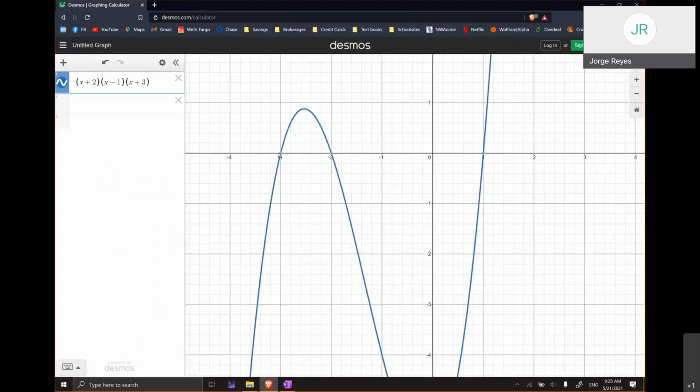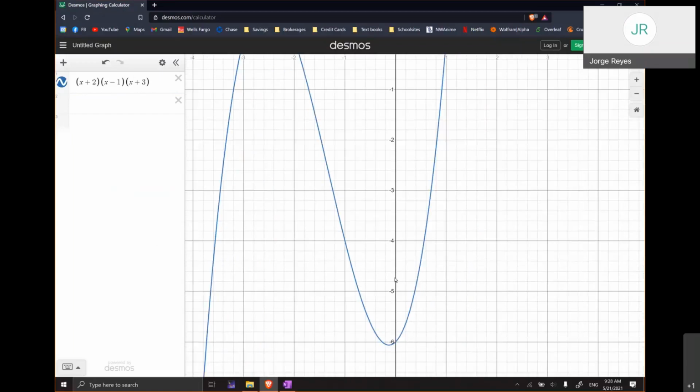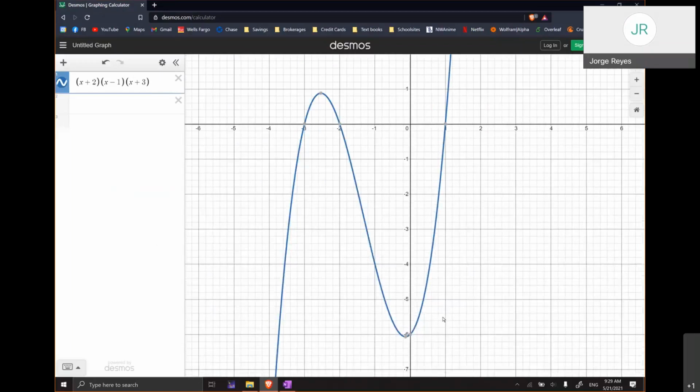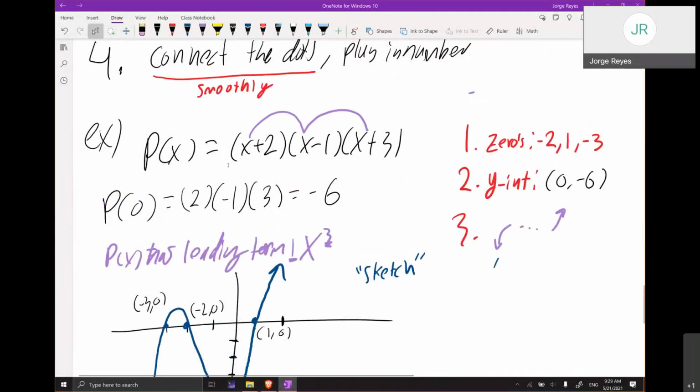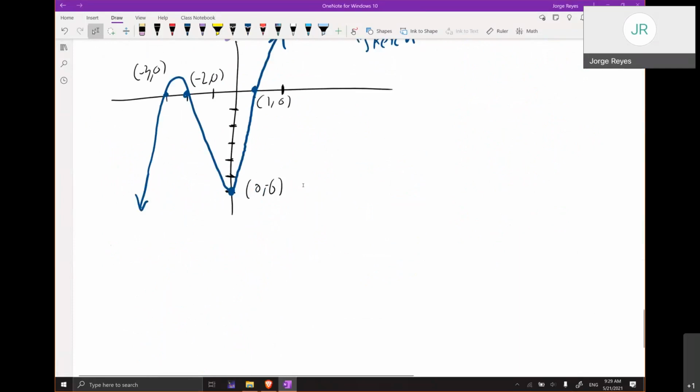Here you have the x-intercepts, (-3, 0), (-2, 0), (1, 0), and the y-intercept, (0, -6). Okay? And right, the arrow's pointing down here, and it ends up there. And so good enough, all right? The sketch is good enough. Now, so this is how we graph polynomials, okay? And so let's do some more examples, okay, as they get a little more complicated.